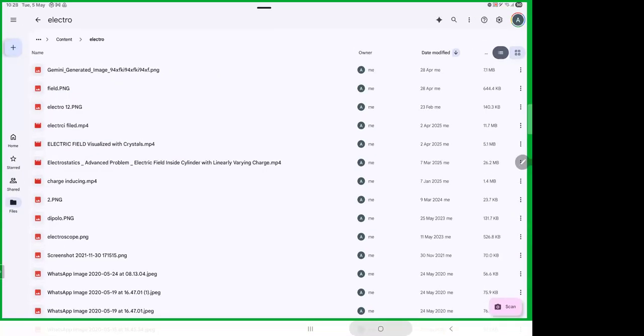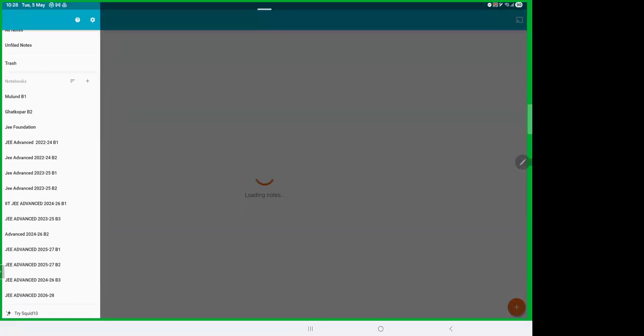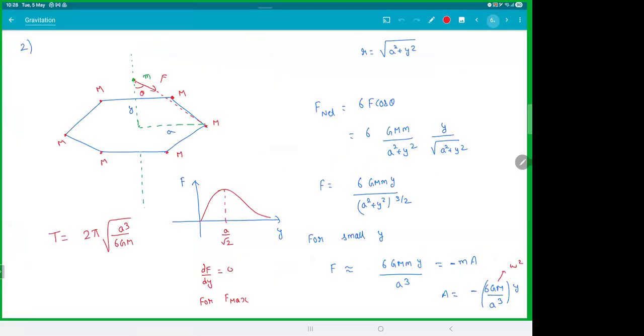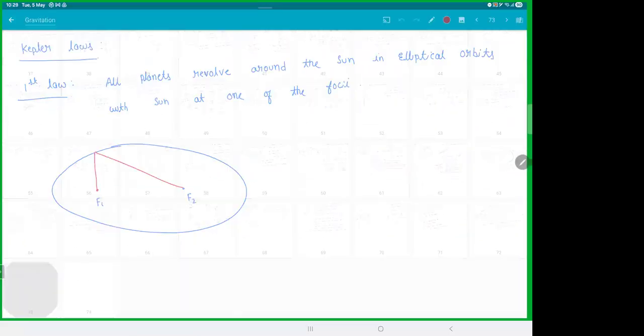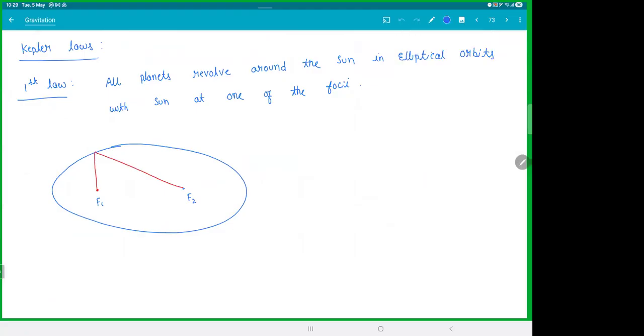Anyway, it's helping me to make pictures and put them there. So it's useful. Anyway, let's finish up with the Kepler laws.